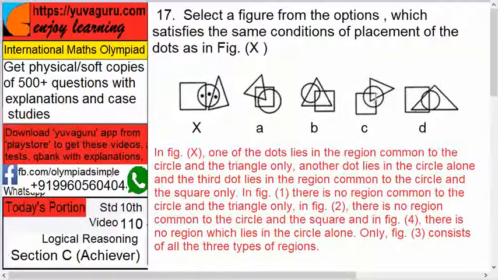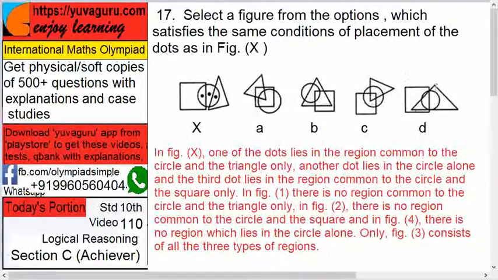So now see, is there any region between circle and triangle alone? Yes. Circle and triangle in square? Yes. Single circle means only circle. Is there any region? Yes. See this one and this one. So C will be satisfied.